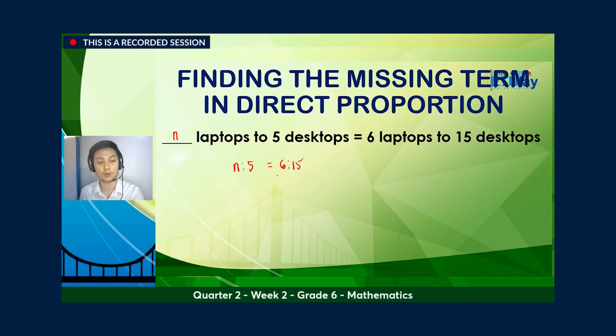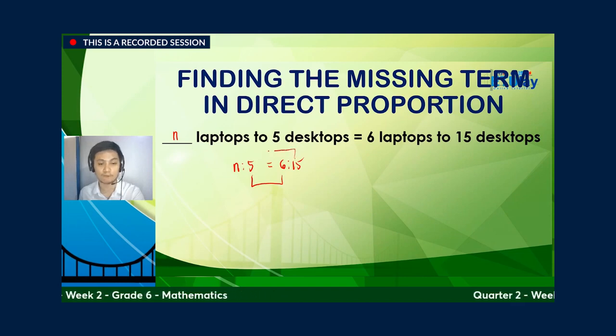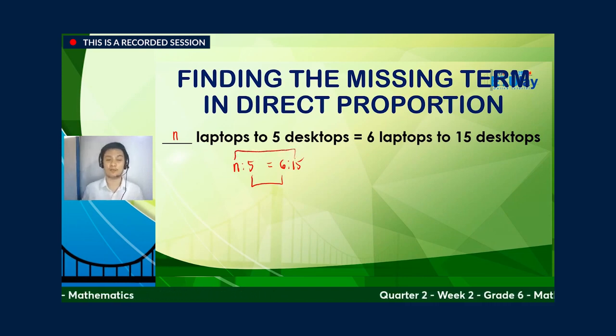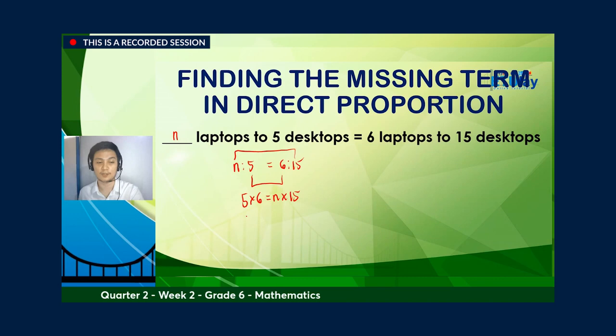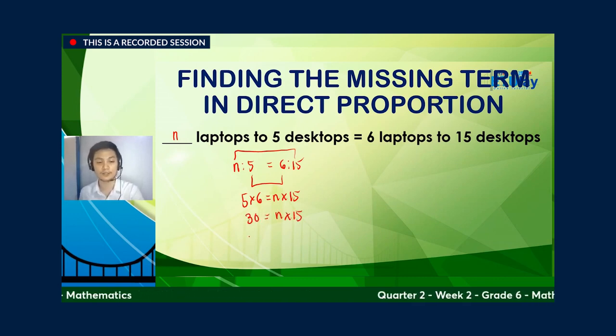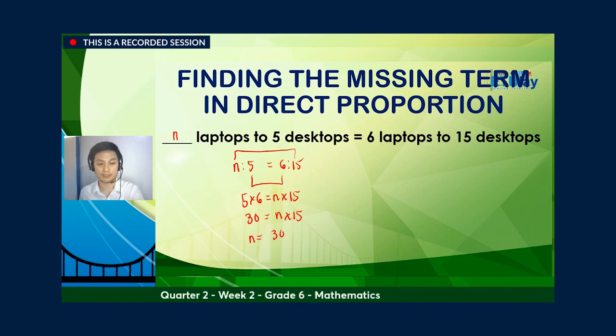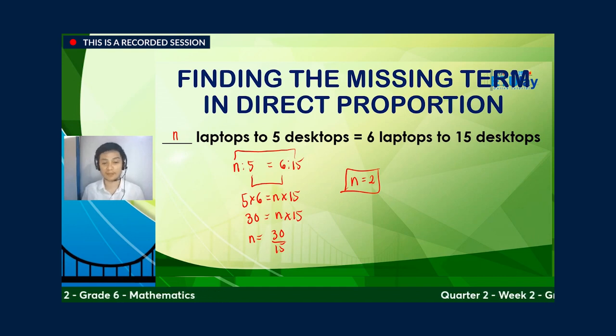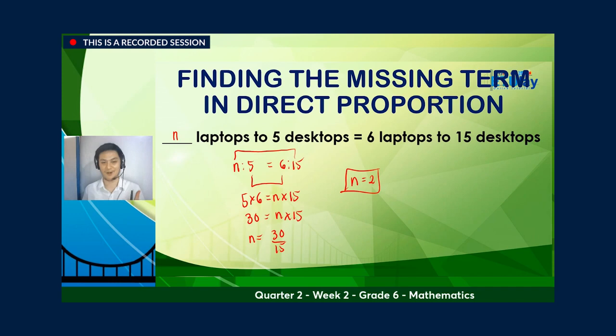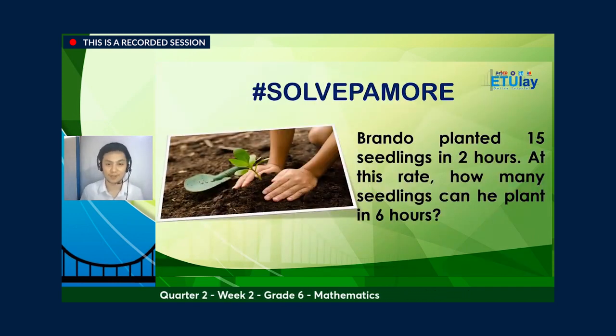So from this proportion, we can set up an equation by showing that the product of the means is equal to the product of the extremes. So we have 5 times 6 equals N times 15. Ibig sabihin, 30 equals N times 15. And it follows that N must be equal to 30 over 15 is equal to 2. So you have 2 laptops to 5 desktops equals 6 laptops to 15 desktops. So that's already solved.